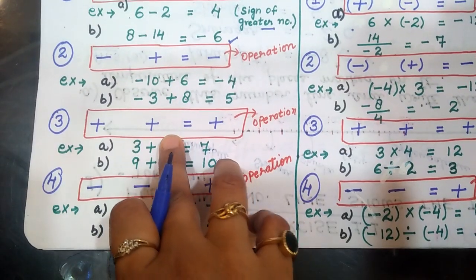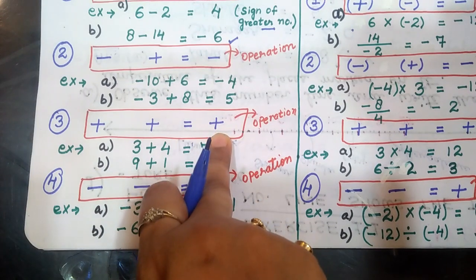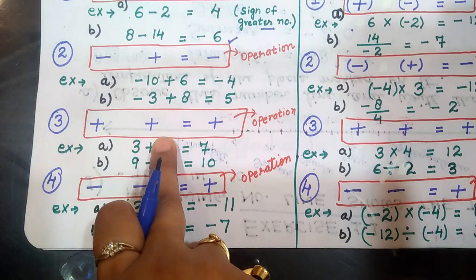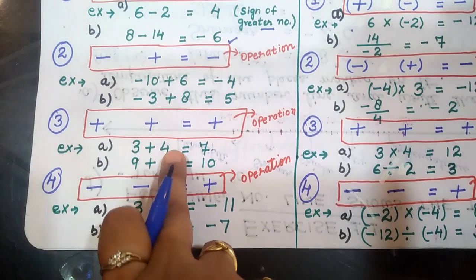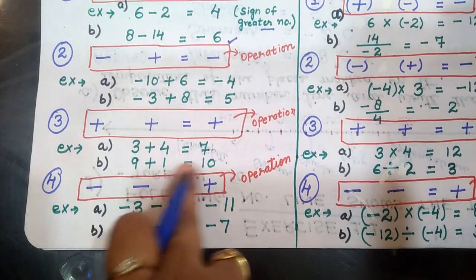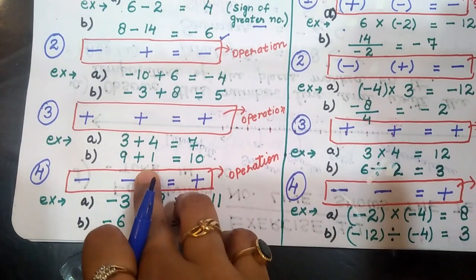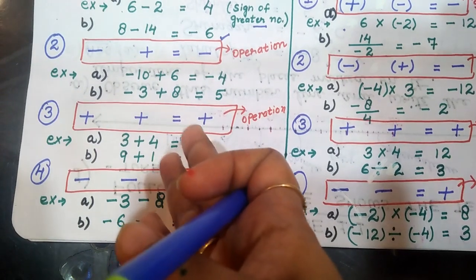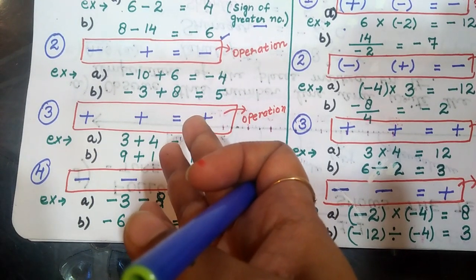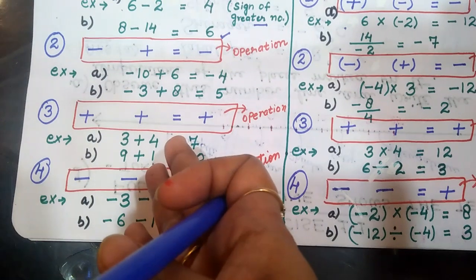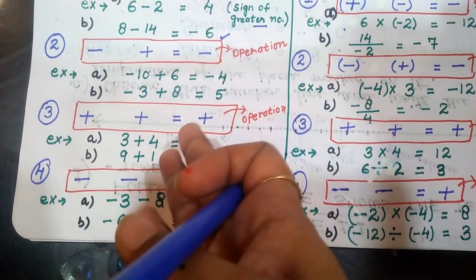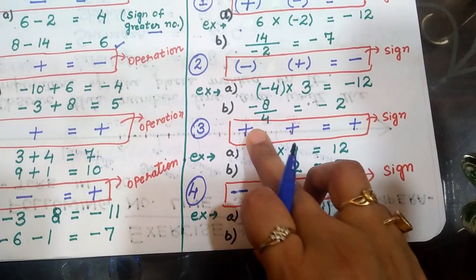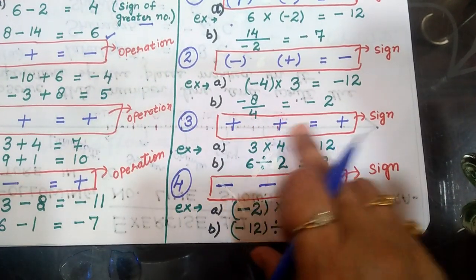Now we will see the third rule, plus plus plus. It means when there are two positive integers, we will add them. So 3 plus 4 is 7, 9 plus 1 is 10, very easy rule. And the sign of the greater number is the same plus, because both are the same, so we do not have anything to be confused about, what sign we should put. If both are the same, the same sign will be there.